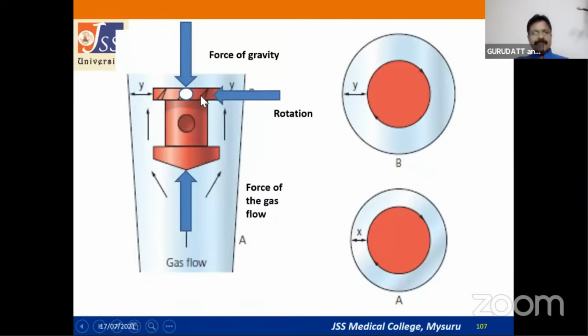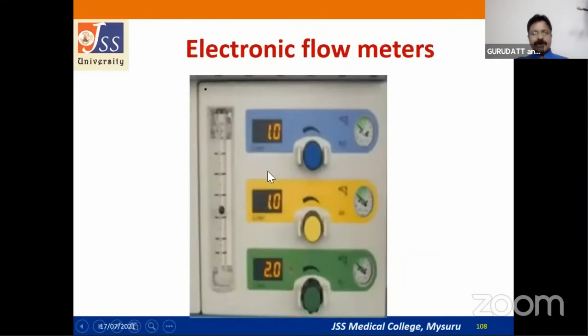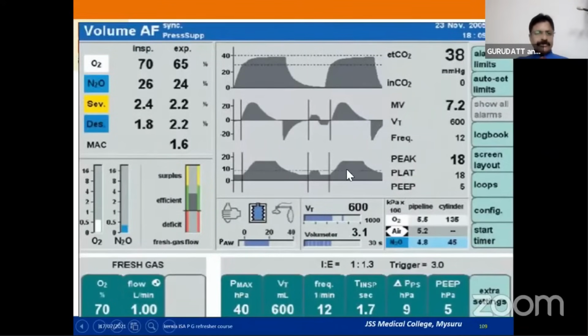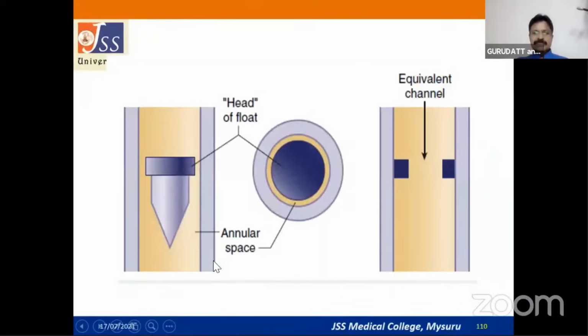On either side of the bobbin, the space is called the annular space. You can see here the lower flows have a smaller annular space. In higher flows, you have a larger annular space. In modern workstations, you may not have the flow meters. You have electronic flow meters, and they'll be showing how much the flows are. Here I'm just showing the monitor photograph of the machine. You can see the total flow is showing as 1 liter, and oxygen percentage as 70%. You can see just more than 0.6 or 0.7 liters of oxygen and 0.3 liters of nitrous oxide. So these are in the modern workstations, which can also have electronic flow sensors and flow meters.